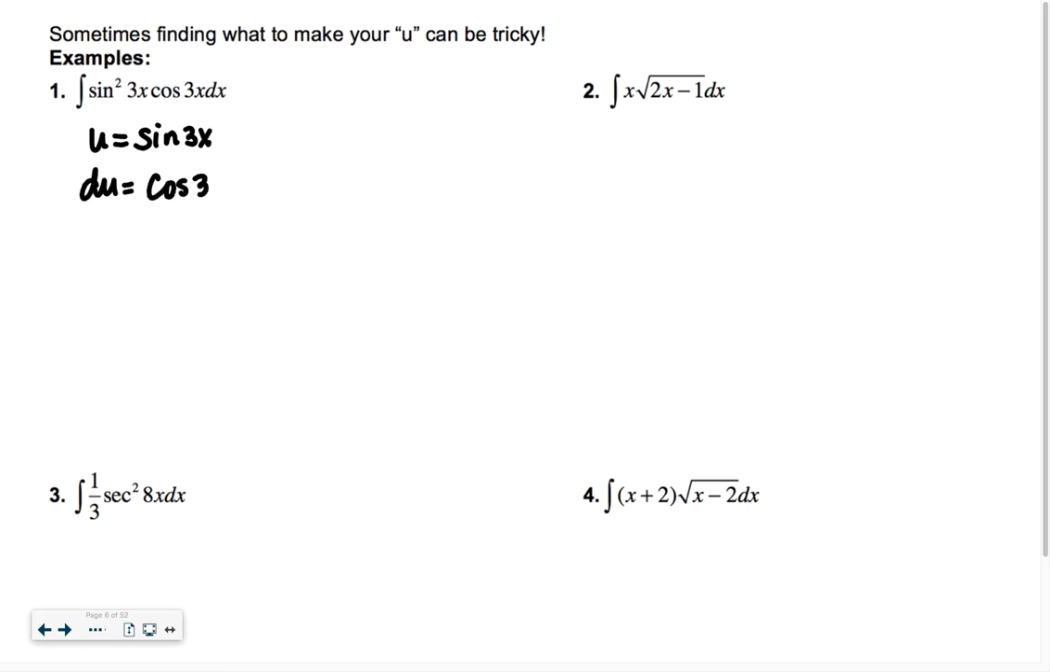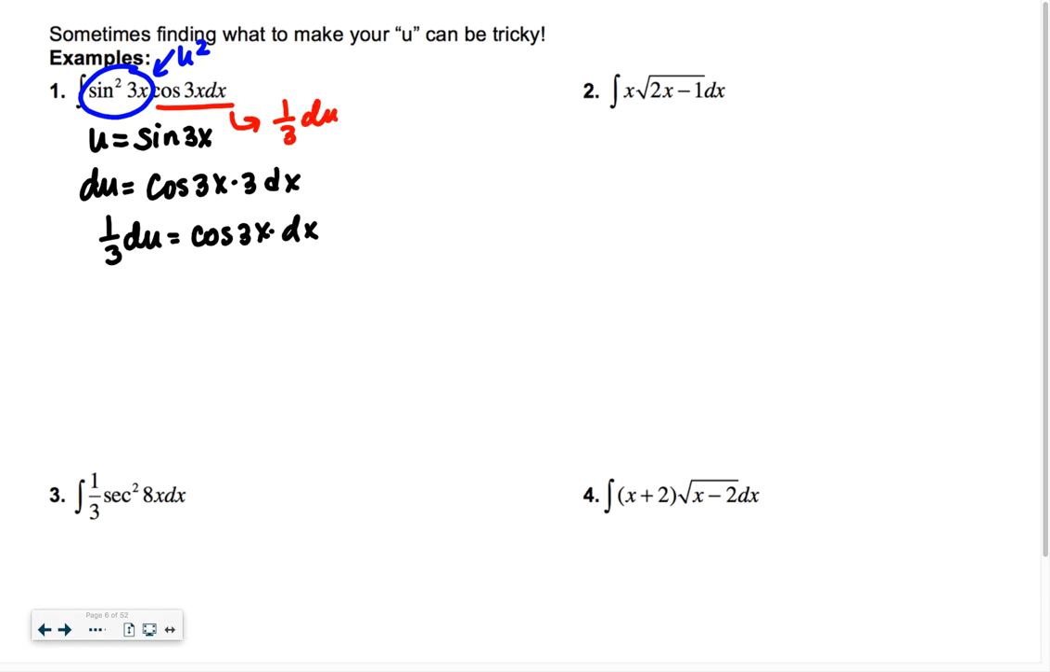Cosine of 3x times 3, of course. You would never forget that times 3, would you? So we have 1/3 du equals cosine of 3x dx. And we look for all the different things that we were trying to replace. So do we see that this becomes u squared? This part here is replaced with 1/3 du. Have we taken care of everything? Yes, we have.